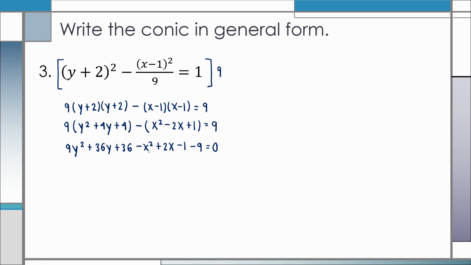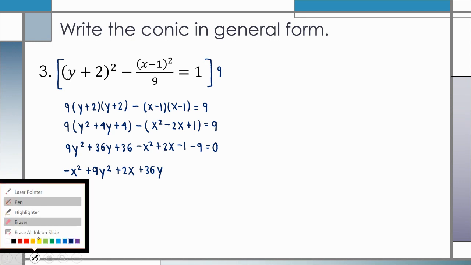General form, I want the x squared term first. So I'm going to have a negative x squared. Then I want the y squared term. So we'll have a plus 9y squared. Then I'm going to put the x. There's only one of them. So we'll have plus 2x. If I look at everything, I only have a single y term. So we'll put plus 36y.